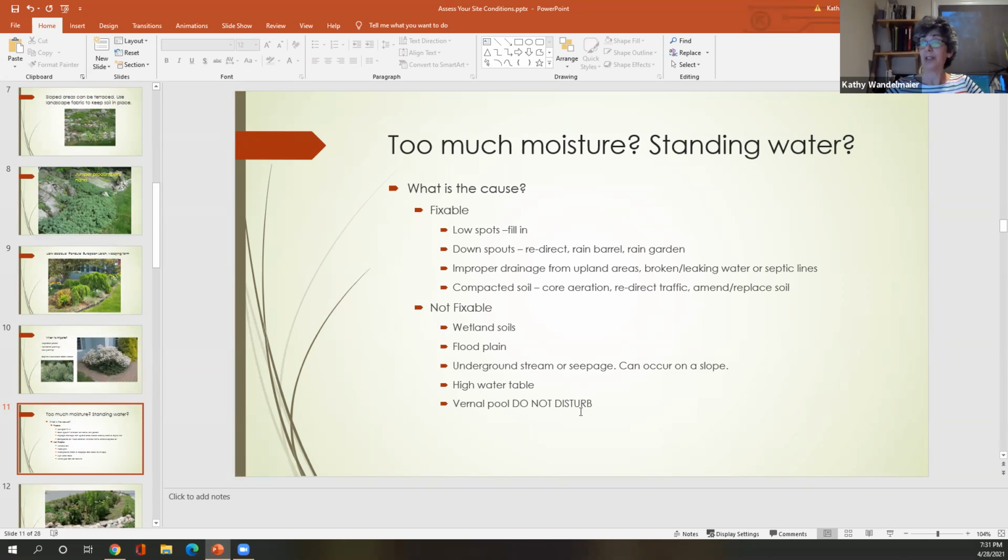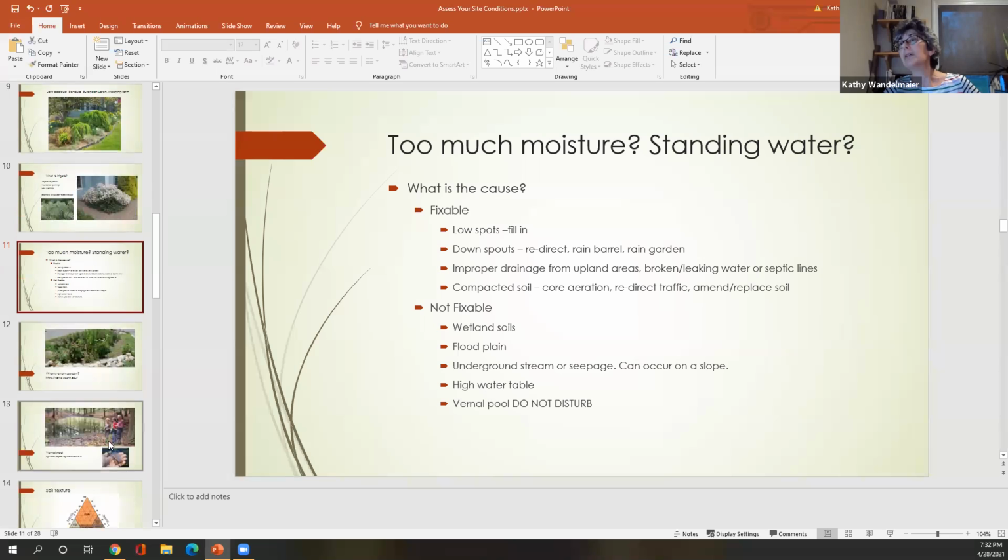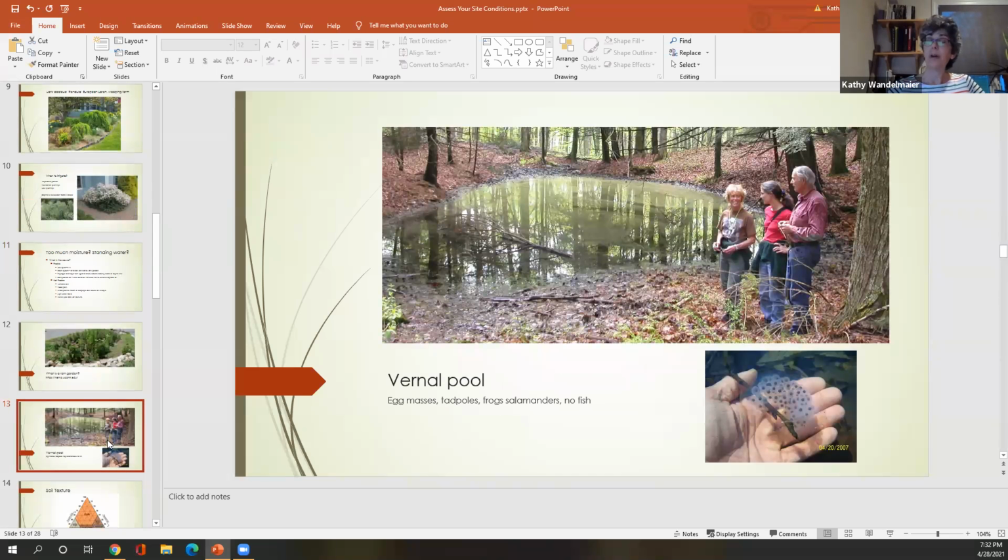And a very special condition that probably will not occur in your backyard, but if you have a lot of woods on your property, you might find a vernal pool. I don't know if any of you are familiar with a vernal pool, but a vernal pool is a temporary body of water. I think I have a picture of one here. There it is. It's a temporary body of water that is habitat for our amphibian friends. So all of our frogs and salamanders use vernal pools to lay their eggs.